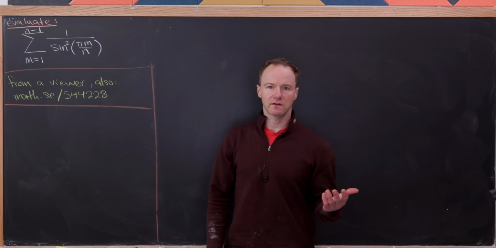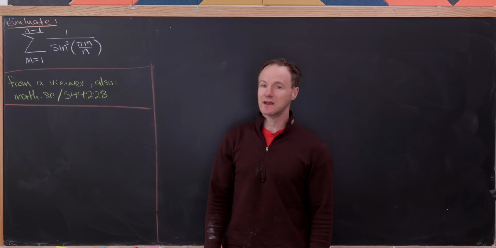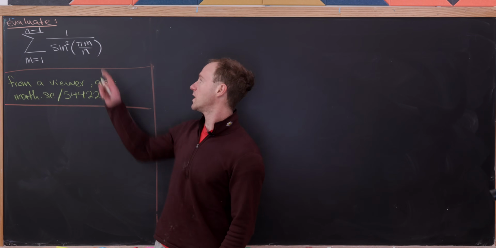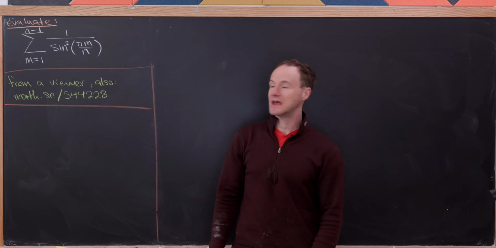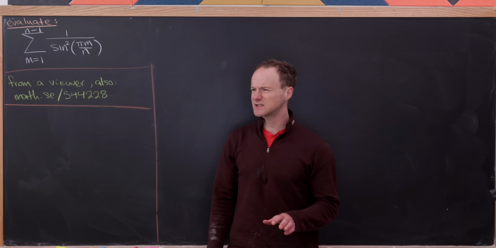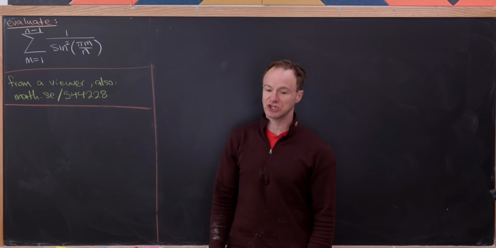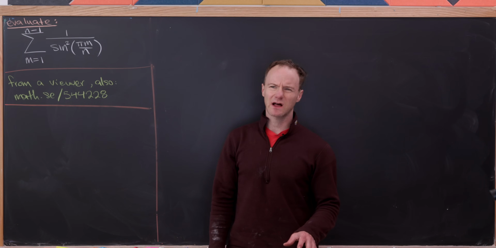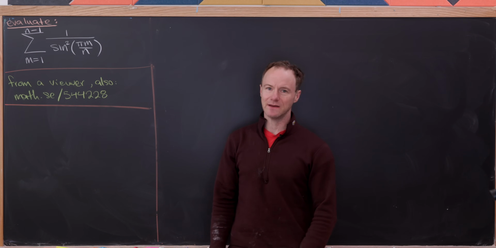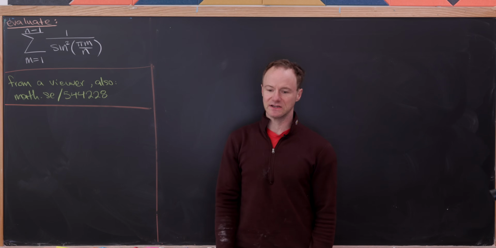Well, before we get started, let's look at the sum. We've got the sum as m goes from 1 to n minus 1 of 1 over sine squared of pi m over n. And I should point out here that this is going to be valid as long as n is bigger than or equal to 2. That's because if n is equal to 1, we'd have the empty sum, a sum starting at 1 but ending at 0.